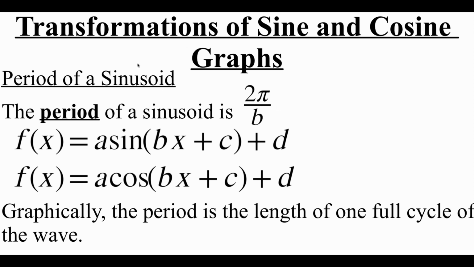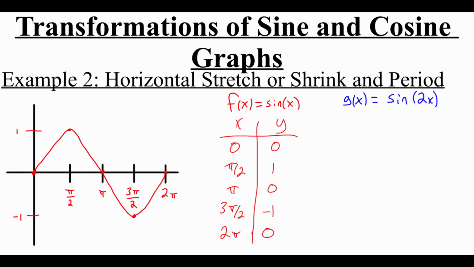Now a normal sine function, if we were just looking at f of x equals the sine of x, there's technically a 1 in front of that x, and if we take 2 pi and divide it by 1, a normal sine function and a normal cosine function has a period of 2 pi. But as soon as we start throwing b values in there, the length of our wave is going to change. So graphically, the period is the length of one full cycle of our wave. Now, as we're taking a look at this example, we're going to perform a horizontal stretch or horizontal shrink by looking at the period of our function.